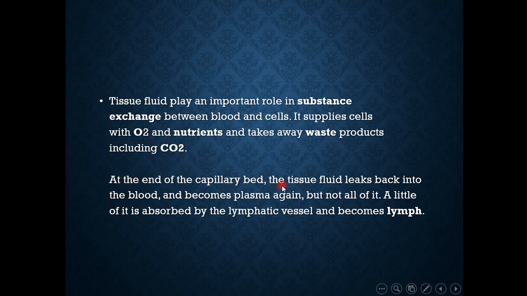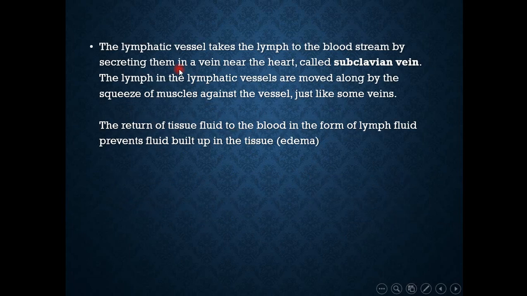At the end of the capillary bed, the tissue fluid leaks back into the blood and becomes plasma again. But not all of it. A little is absorbed by the lymphatic system and becomes lymph. The lymphatic vessels take the lymph to the bloodstream by secreting it into a vein near the heart. Okay, all the lymphatic fluid is gathered and secreted near the heart in a vein called the subclavian vein.